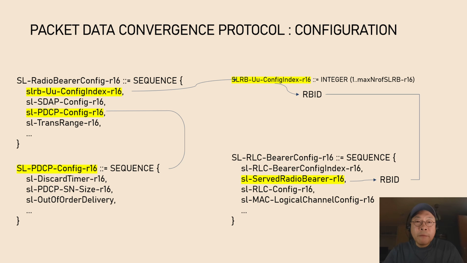This is the configuration used to connect the PDCP's upper and lower interfaces, the radio bearer and RLC channel. Through the SL radio bearer config, each PDCP config can be associated with the corresponding RLC config.